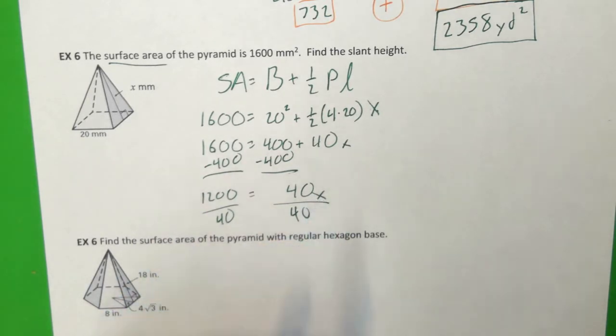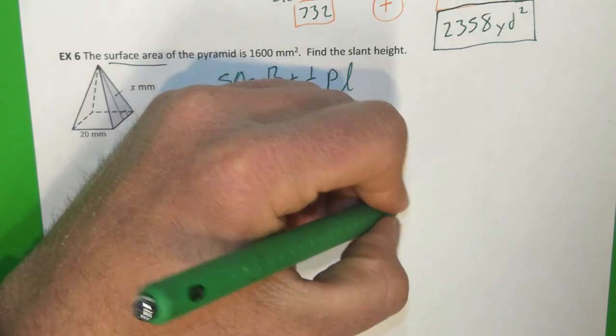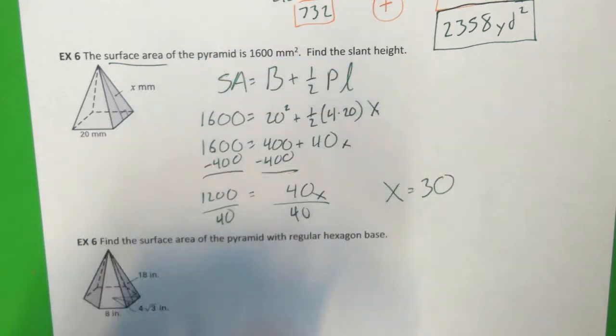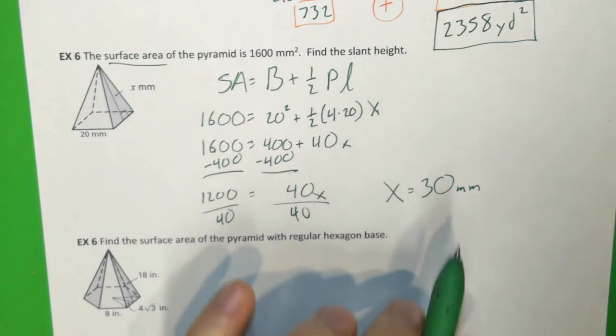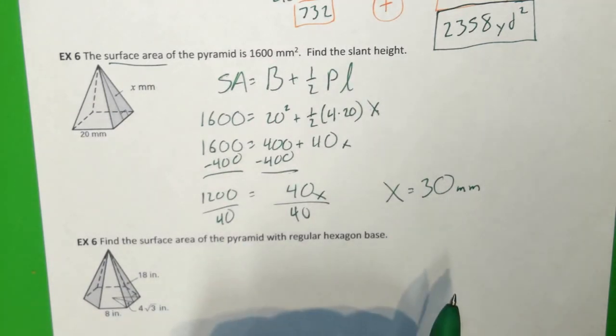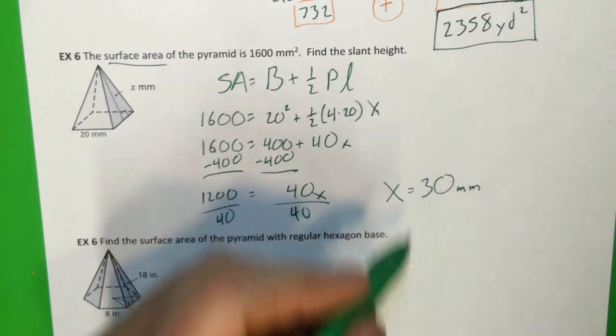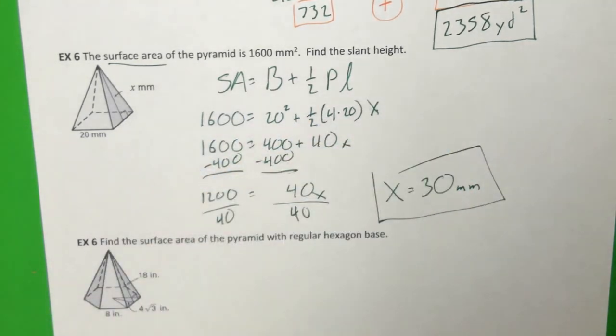The only variable that we have left is our slant height, and it turns out that our slant height is 30. Now this is an interesting thing. You always want to make sure you include your units, and we've been doing a lot of units squared, but this time we did not solve for a surface area. We just solved for a height, and so we are going to leave it as millimeters, and we are not going to square it this time.